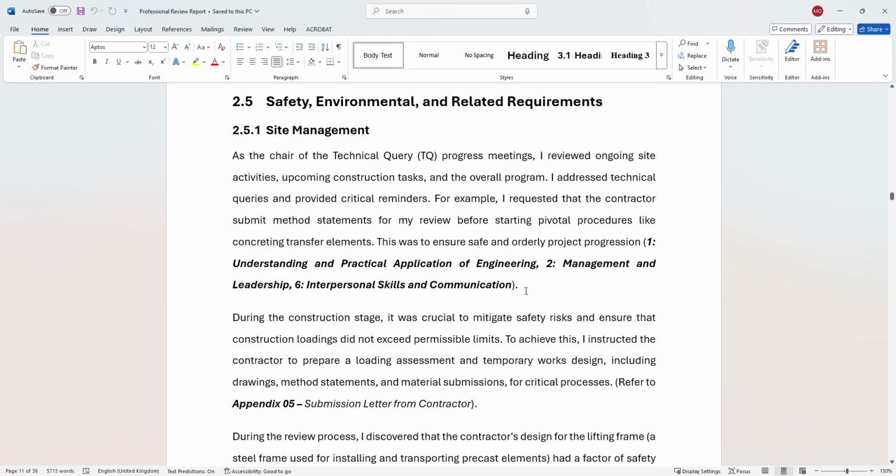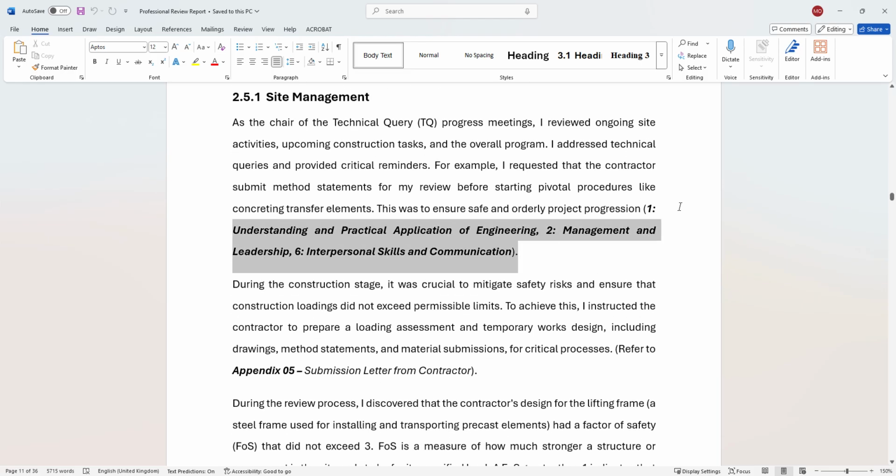Now you would note that the candidate has put the attribute in parentheses. So this way the assessors know exactly what is contained under this section and they know which section to go to if they are looking for evidence of a particular attribute. This paragraph, for instance, has got examples of attribute 1, which is understanding and practical application of engineering, attribute 2, which is management and leadership, and attribute 6, which is interpersonal skills and communication.